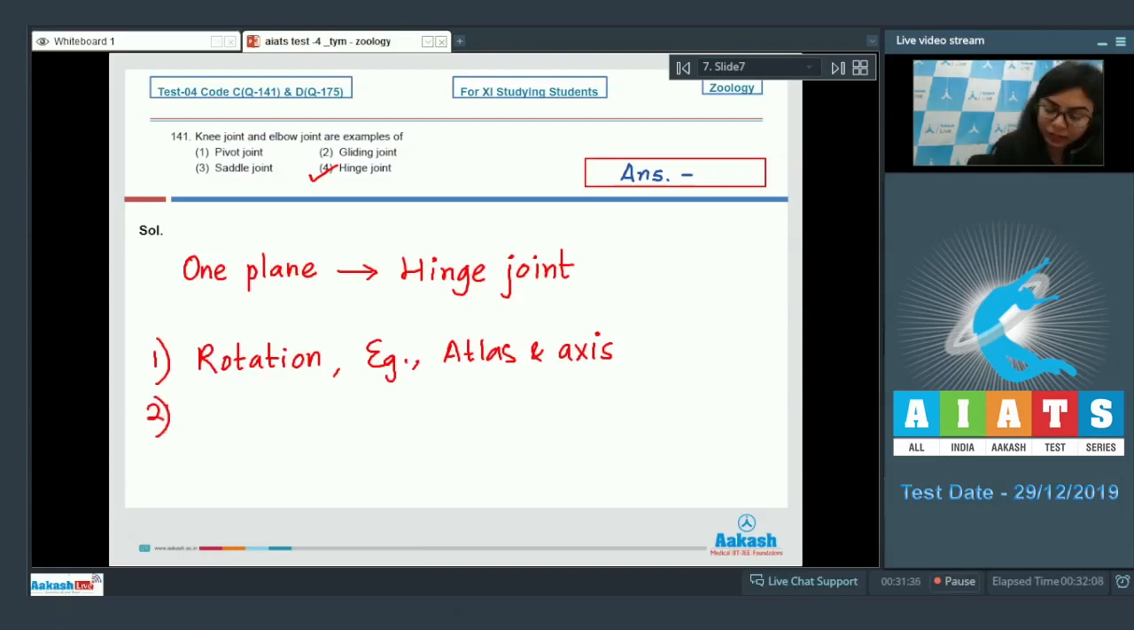Option number 2, gliding joint, students. Gliding joint is the simplest of synovial joints and both ends of the bones are flat or slightly curved so that the bones can glide over each other. The example of a gliding joint would be the joint between tarsals and carpals.